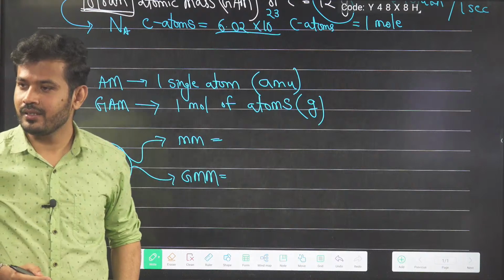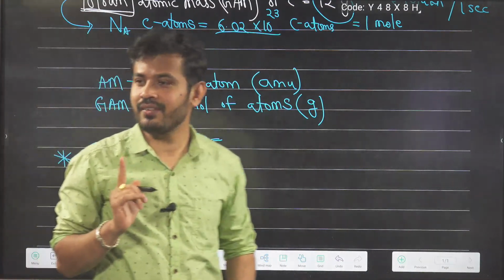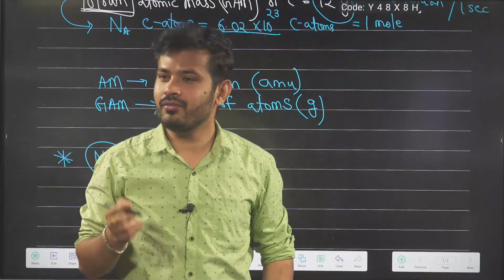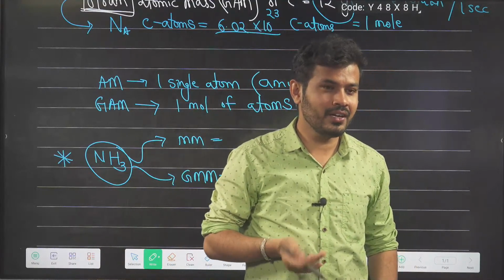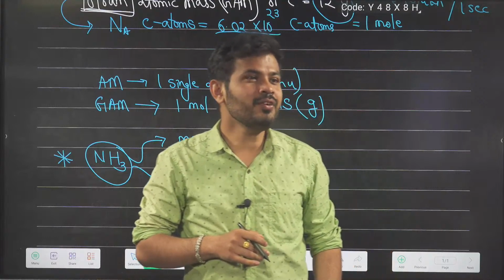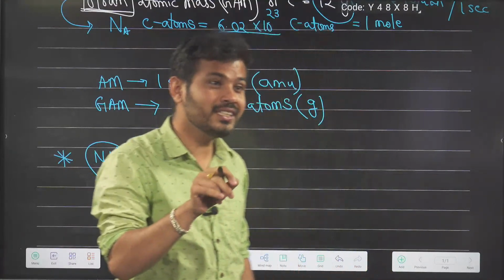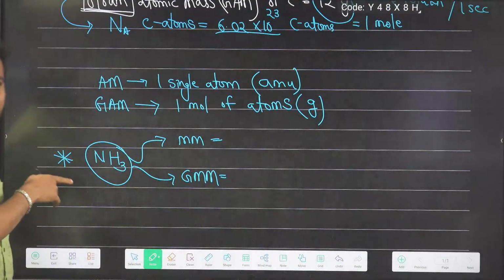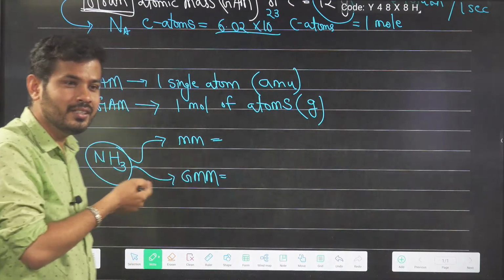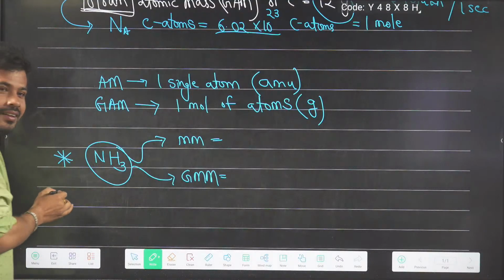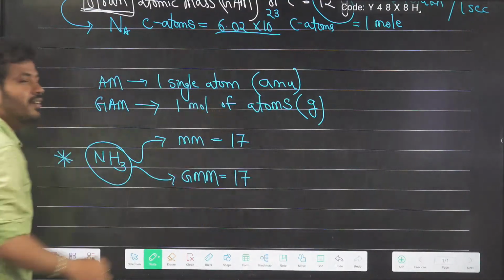Anyone, please? Don't write 17. I want the answer with units. If I ask you what is your body weight, are you going to say, sir, it is 50? 50 what? You have to mention 50 kg, right? Unit kg is important. Similarly, here also the unit is very important. Tell me, which one is 17? Both are 17. Molecular mass 17, gram molecular mass also 17.